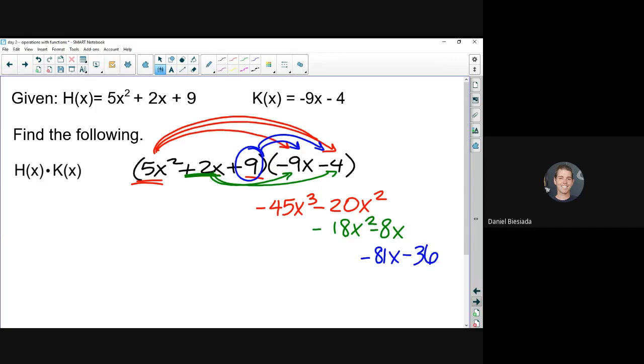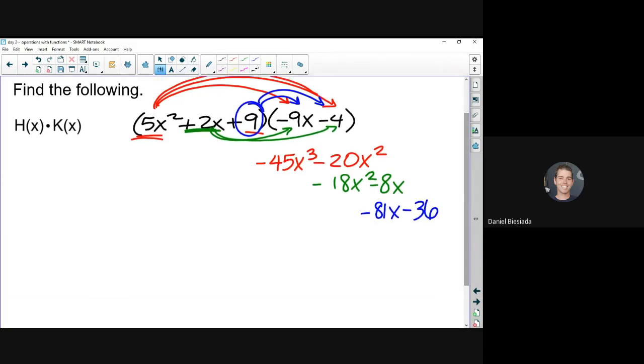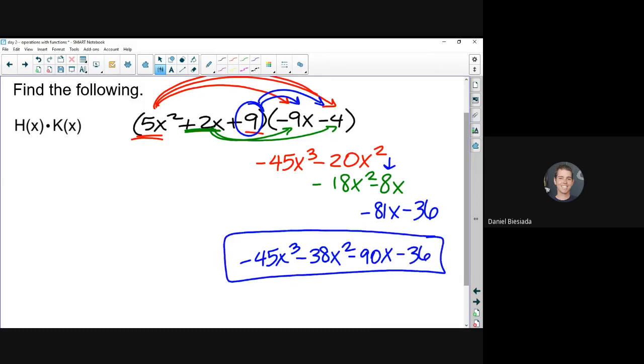Again, note my stacking. You don't have to do it this way, but for me it helps keep me organized. Because now I can just look down and see the negative 45x cubed is on its own. The negative 20 and negative 18 on the x squared will add to negative 38. The negative 8 and negative 81 on the x's, that adds up to negative 90. And then negative 36 to finish things off. So a slightly larger problem, like I said at the beginning, but the ideas are still exactly the same.